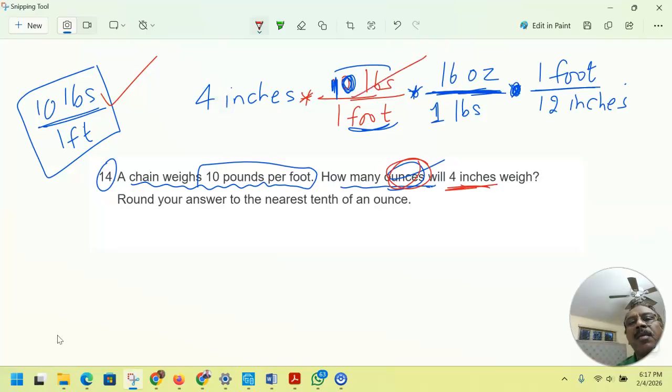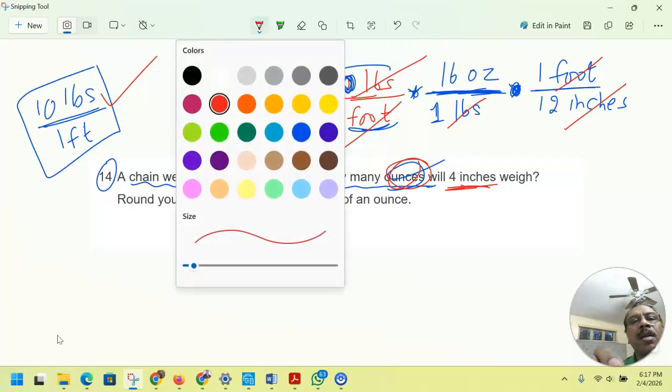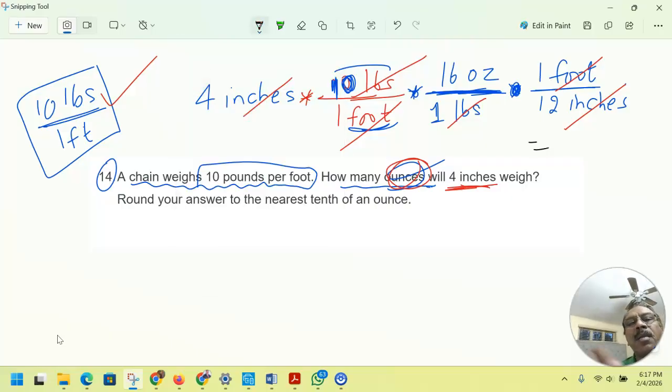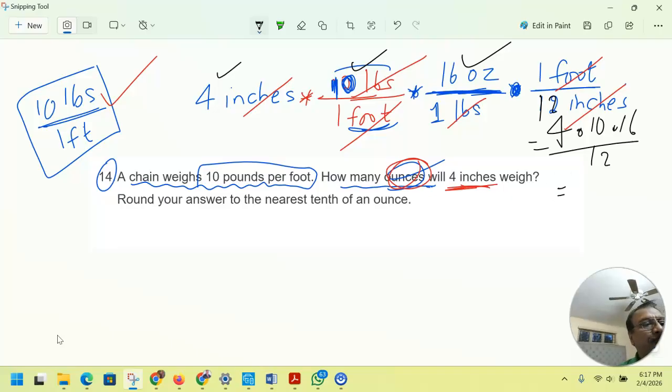So this LB and this LB crosses out. Then 1 foot and 1 foot crosses out. This inch and this inch crosses out, and the direct answer you get is this 4, which is remaining. Then you have 10. Then you have 16, and divide by this 12 here. So if you work this out, you should get 53.332 ounces.